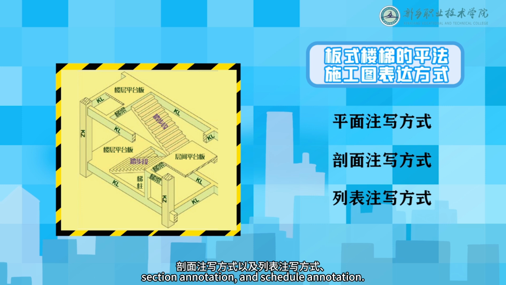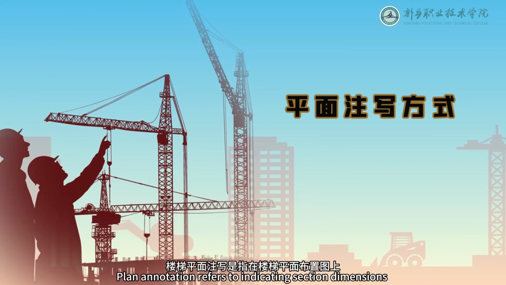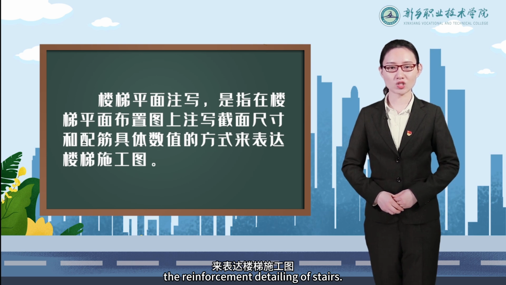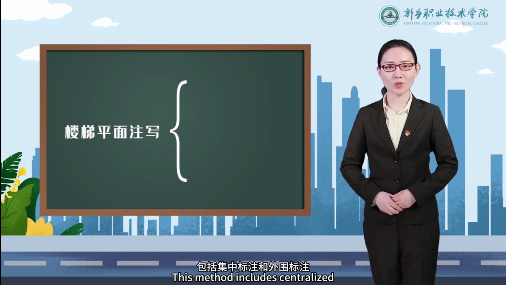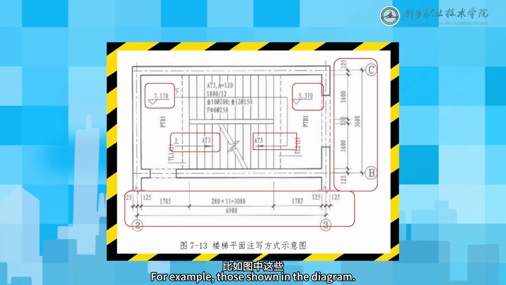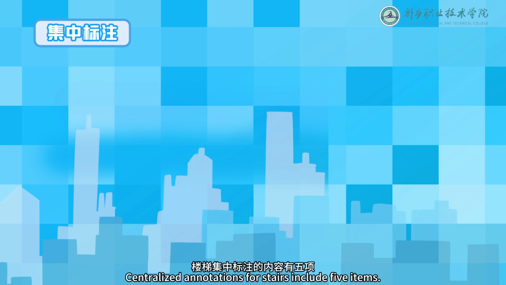First, plan annotation. Plan annotation refers to indicating section dimensions and reinforcement details directly on the stair layout plan to represent the reinforcement detailing of stairs. This method includes centralized and peripheral annotations. For example, those shown in the diagram. First, centralized annotation. Centralized annotations for stairs includes 5 items.